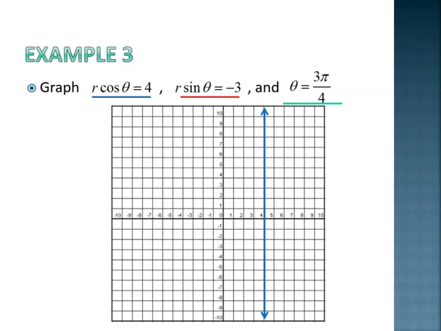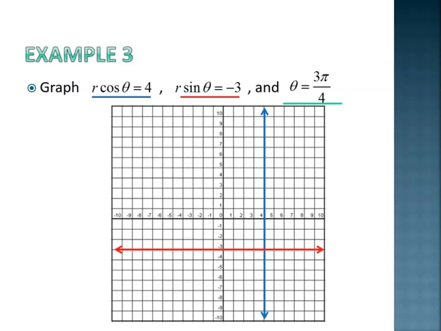All right, the second one, r sine theta is equal to -3. Again, r sine theta is equal to y, so this is a horizontal line going through -3 on the y-axis. So on the y-axis, find -3 and draw a horizontal line going through it. Okay, here's the tricky one. Theta equals 3 pi over 4.